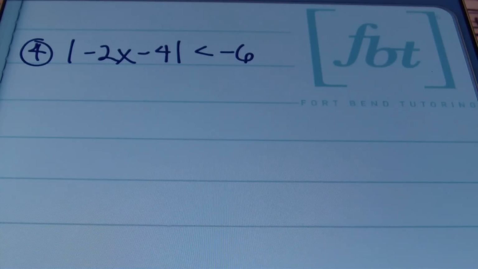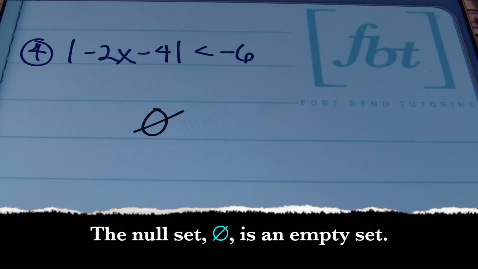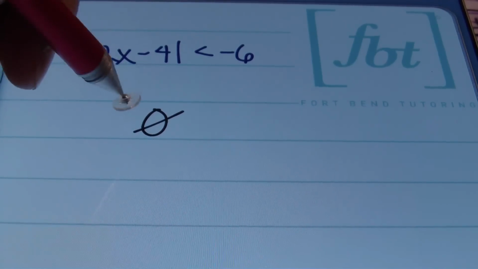Is it possible that a positive number would be less than negative 6? No. It's not possible that a positive value would be less than a negative value. That's impossible. So, since these are the facts of the problem, this is not possible. It's impossible. Therefore, your answer is the null set. In other words, you have no solution. So, I'm going to use the null set for my answer here. Just like that. It's no solution to this problem. So, I'll just go ahead and box it up.